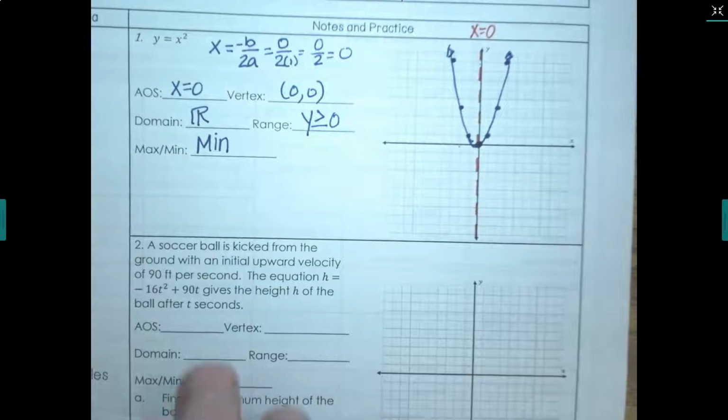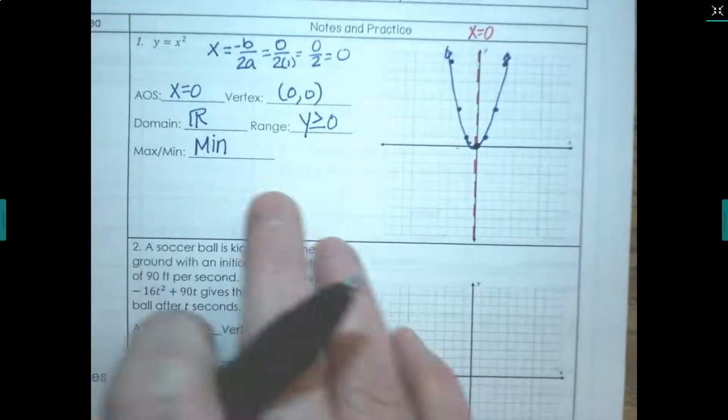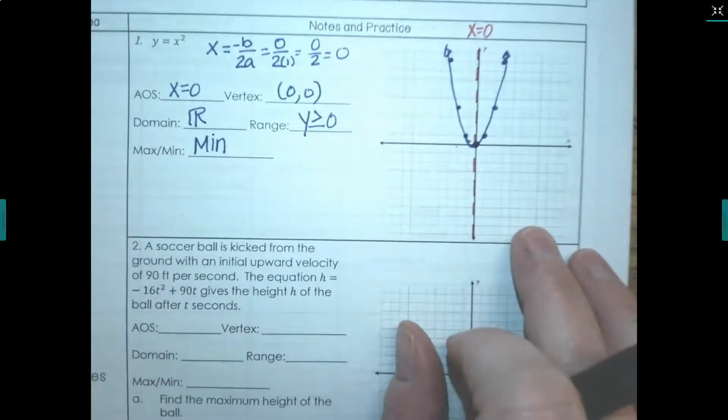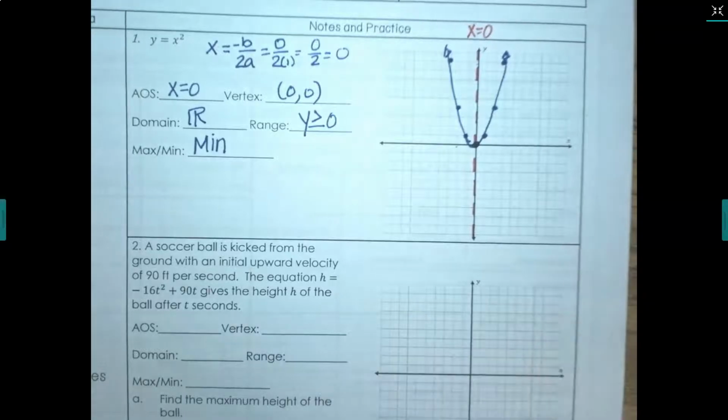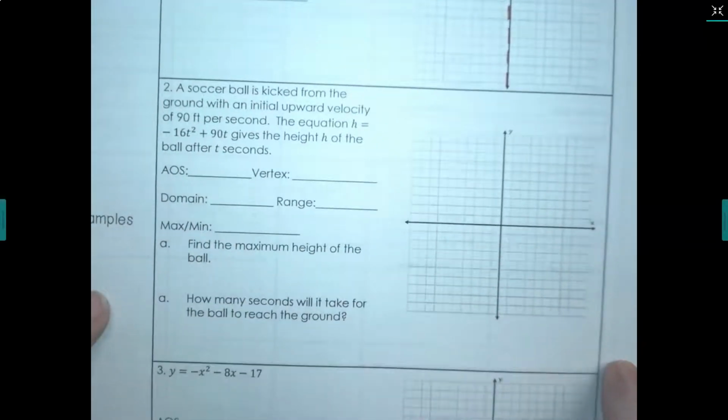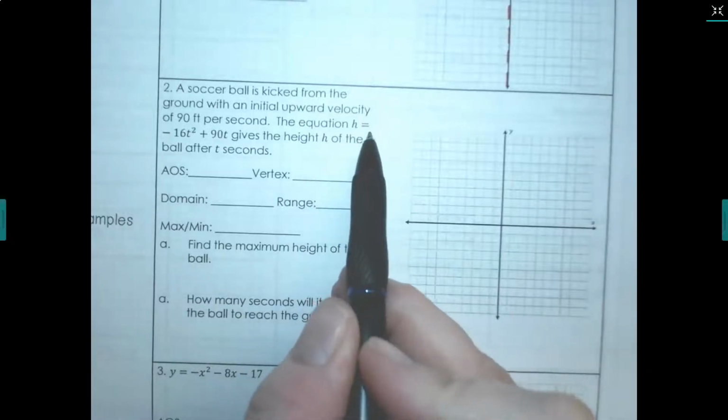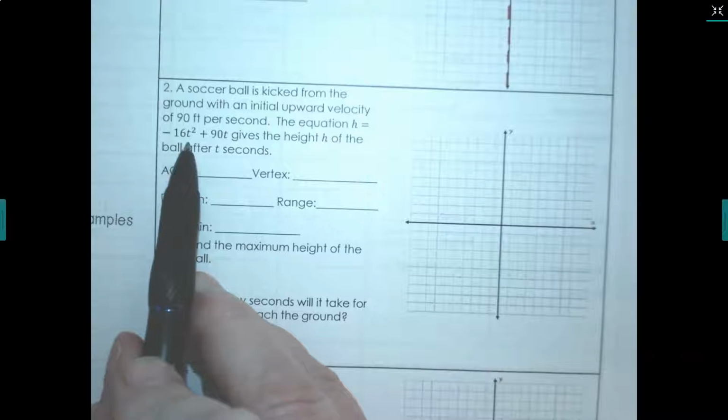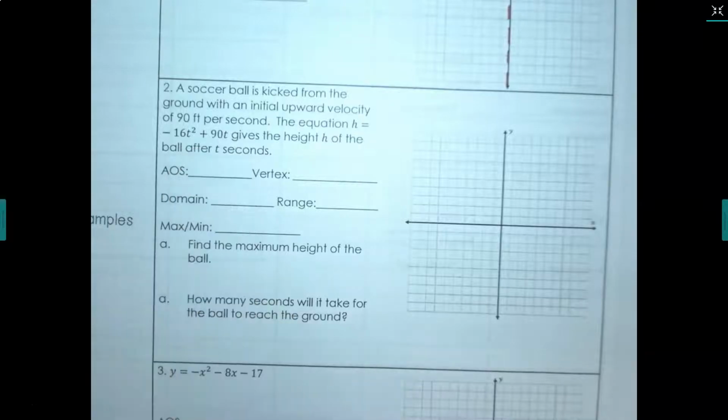Okay, so this is the same as what we did yesterday, but now we want to put it on an actual graph so we can take a look at it. All right, I'm going to make it a little more complicated here, and so I'm going to mix in some of these word problems for us. So now we have a soccer ball. It's kicked from the ground with an initial upward velocity of 90 feet per second. The equation h equals -16t squared plus 90t gives us the height of the ball after t seconds.